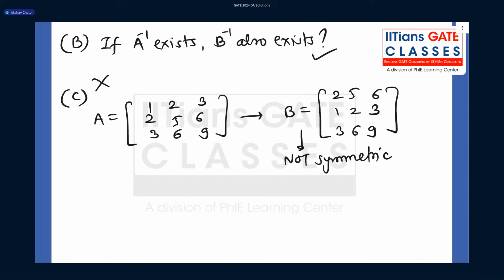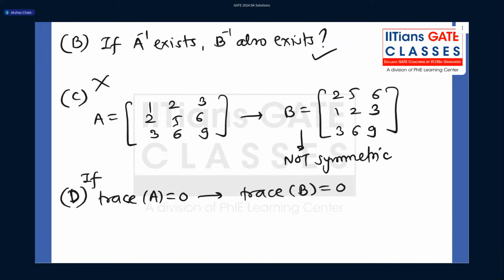Now, option D. So, option D says if trace of A is 0, that implies trace of B is also 0. What is trace of a matrix? It's a summation of its principal diagonal elements, right? So, in this case, we can take this same example which we took for option C. So what is the trace of matrix A in option C?